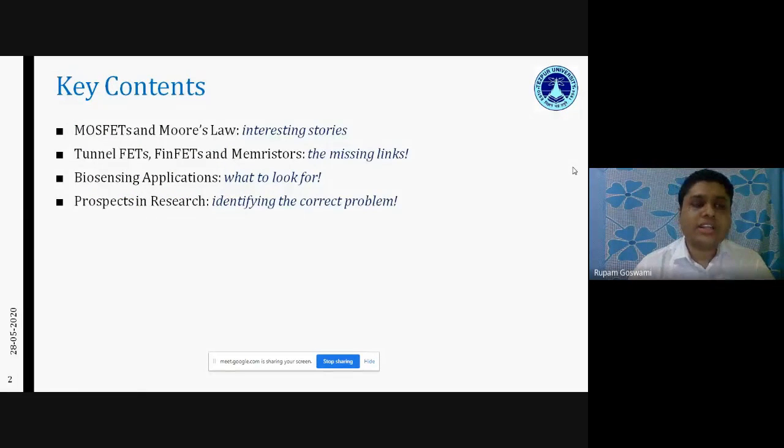The key contents of today's webinar will be the ones which you see on the screen. I call them key contents because apart from these, we will be discussing some other aspects also. To begin with, I assume all the students are acquainted with MOSFETs and have basic ideas of Moore's law. So we will not spend much time understanding the operating principle, and we'll just discuss a few stories and move into the emerging devices.